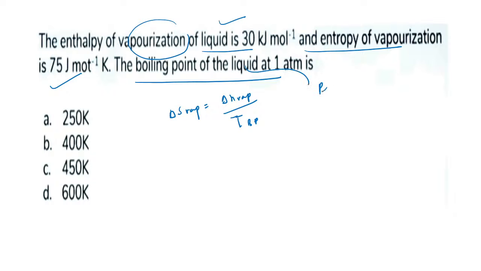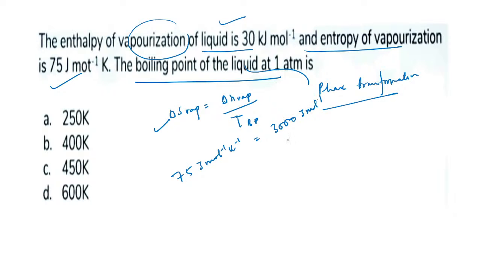So basically, this is a phase transformation reaction. If it's a phase transformation, we can use this formula: delta S vaporization is equal to delta H vaporization upon boiling point. It's given that this value is 75 joule per mole per Kelvin, and the enthalpy is 30,000 joules per mole. You have to calculate this temperature. So this and this will cancel out, and you will get the correct value, which is option B, that is 400. I hope this one is clear.